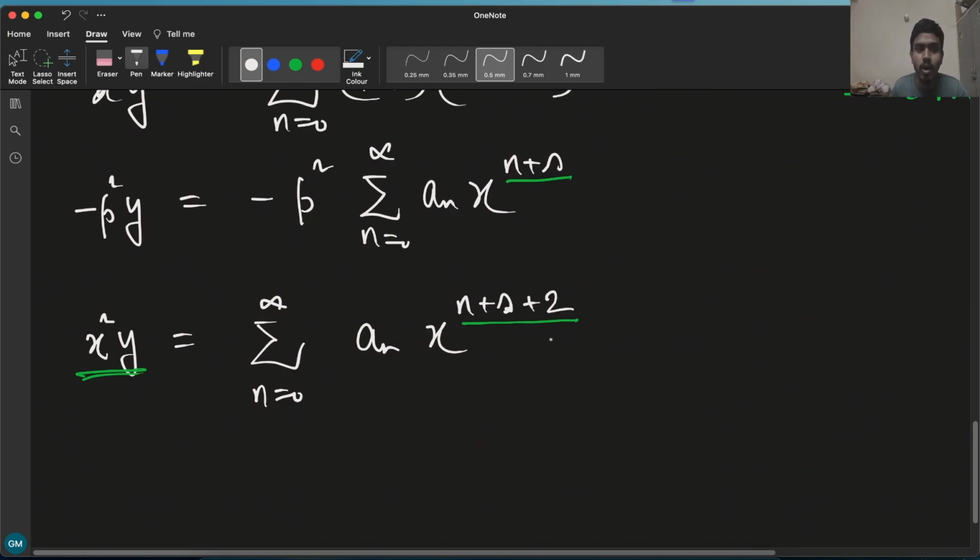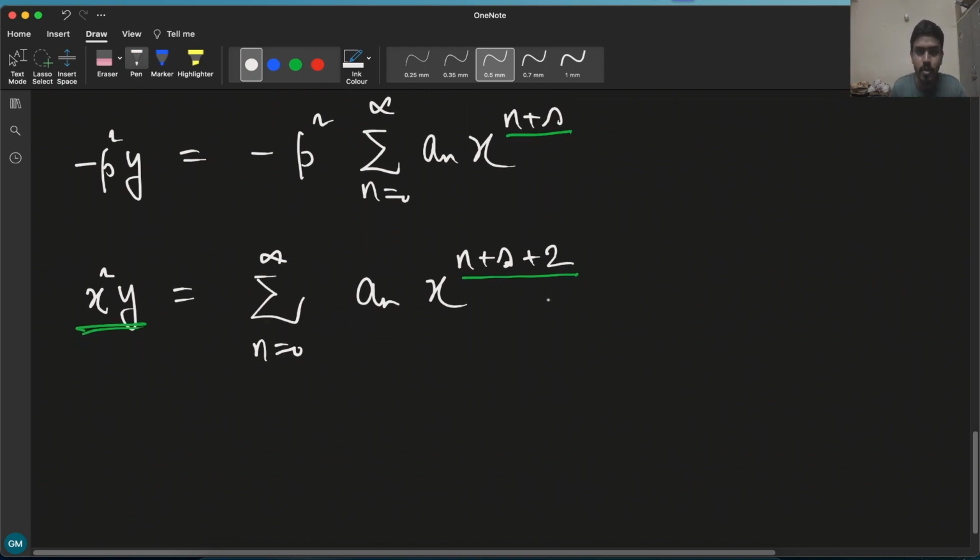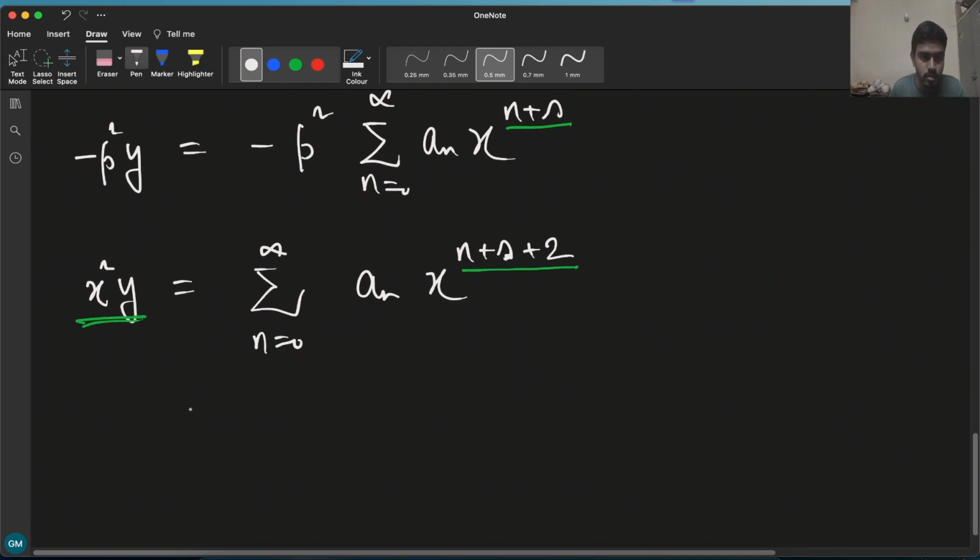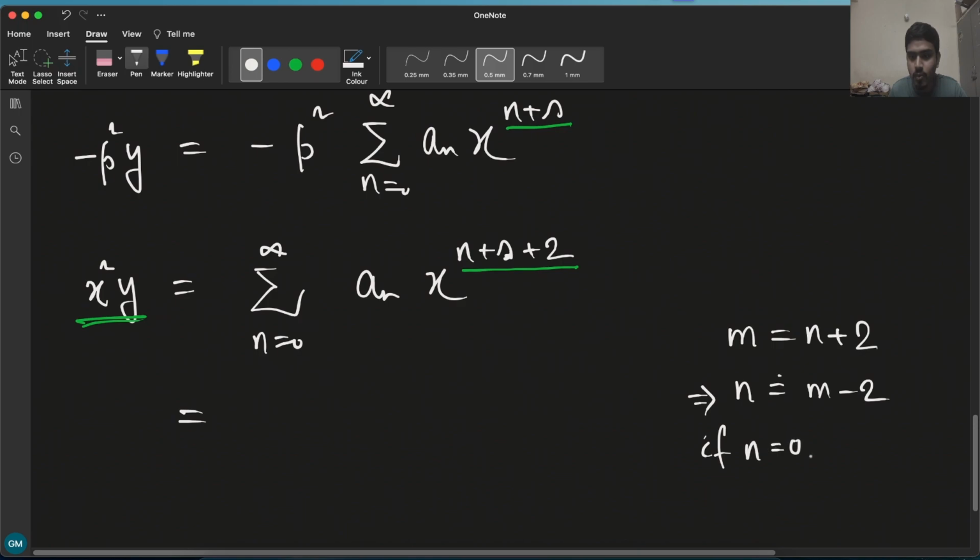So that's why we will do the index shifting. So here for this index shifting, what we will do is we will assume a variable m which is n plus 2. In that case, n will be m minus 2, and if n equals 0, it implies m equals 2, and if n tends to infinity, m also tends to infinity.